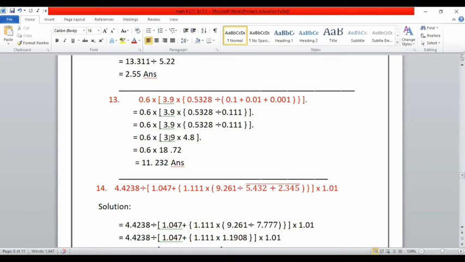Now 3.9, that is 39 multiplied by 48, and keep the decimal point after two decimal places from the right side. Again, 0.6 means 6 multiplied by this whole value 1872, and place the point after three numbers in the last: 1, 2, 3.